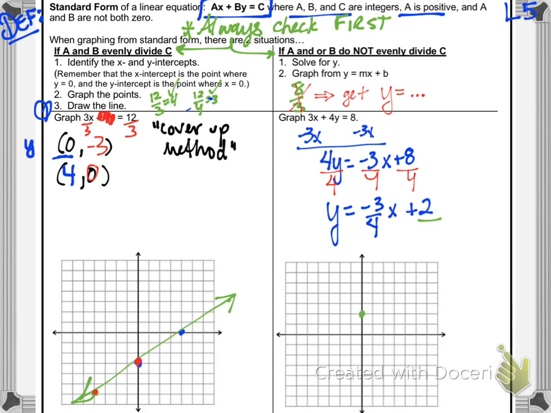We start with the y-intercept, and then use the slope of down 3, forward 4, continue the pattern, and connect the dots.